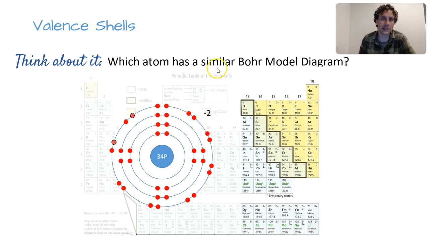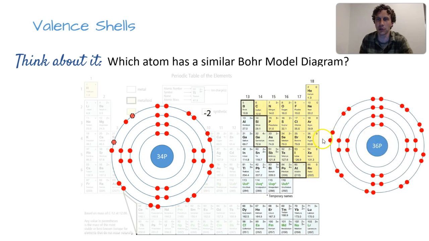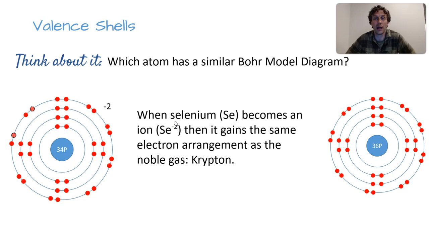Which atom has a similar Bohr model diagram to a selenium ion? Here's selenium, becomes -2. Which atom has a similar arrangement? Well, that would be 2, 8, 8, 18. That's going to be like krypton, right? Selenium gains 2 electrons to become like krypton. So krypton's number 36, and it is 2, 8, 8, 18, like a selenium ion. Okay, so when selenium becomes an ion, Se-2, then it gains the same electron arrangement as the noble gas, krypton.